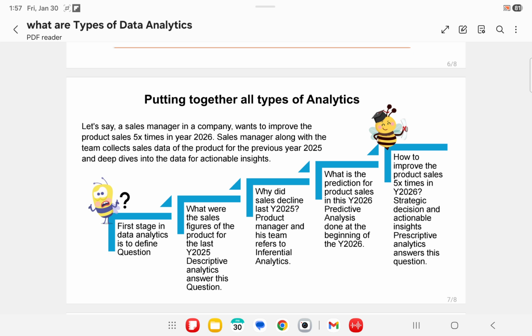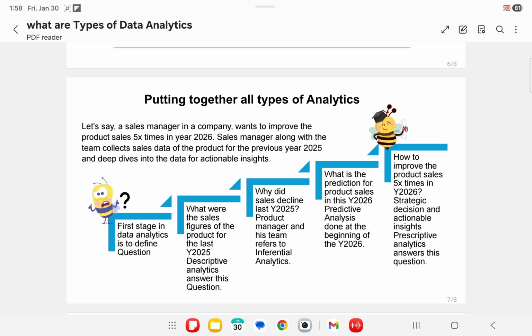Descriptive analytics will answer this question, as descriptive describes the data in front, which is the past data, that is the previous year's data, year 2025 data. Next question, why did sales decline last year? Inferential provides the hidden truth about the decline of the product sales.